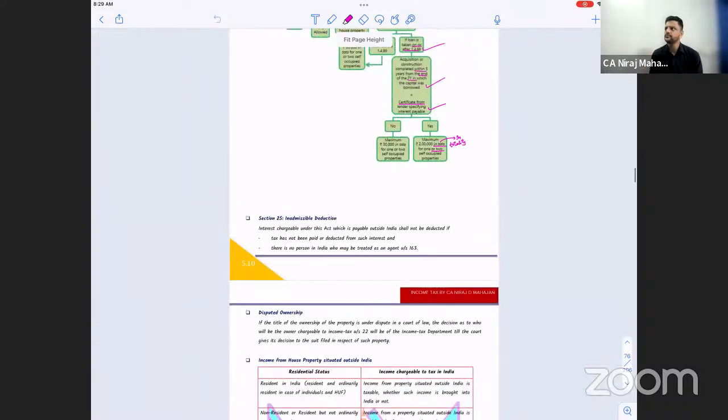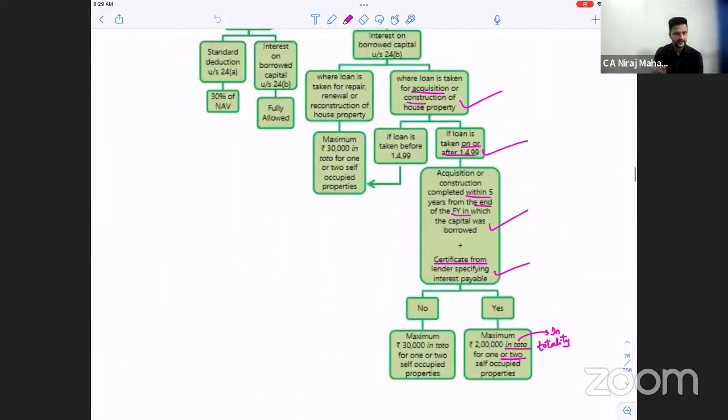Okay. Then we went into some different cases also. Vacancy loss we have already covered. Then we covered a case where some part of the year the property was let out, and in the same year it was also self-occupied. The effect of that becomes what? We consider it as let out for the entire year.